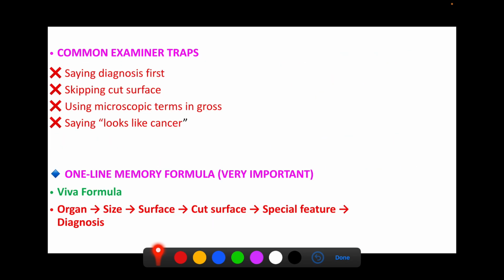Right? Now, what are the common examiner traps? You say the diagnosis first, or you skip the cut surface description, or you use wrong terminology in the gross specimen description, or you say it looks like cancer. So these are not appropriate terminology and you will lose marks. So the one line memory formula or viva formula is: first of all identify the organ, then size, then surface, cut surface, special features, and lastly the diagnosis.